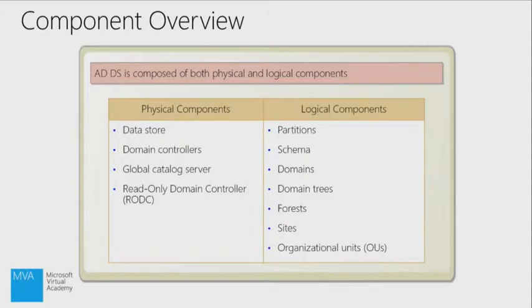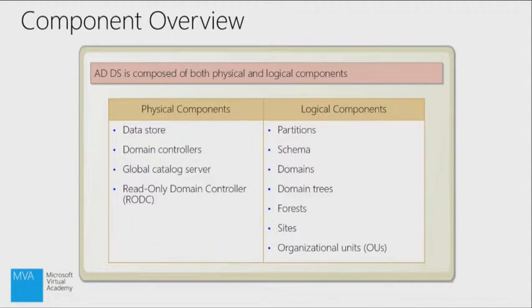Component overview. There's a lot on this slide. We're going to cover each of these pieces individually in the next couple of slides. Physical data components, domain controllers, global catalog servers, and the data store are really the three big, important, I'd say crucial, required physical components to Active Directory Domain Services. Without any one of those three, it doesn't really function.